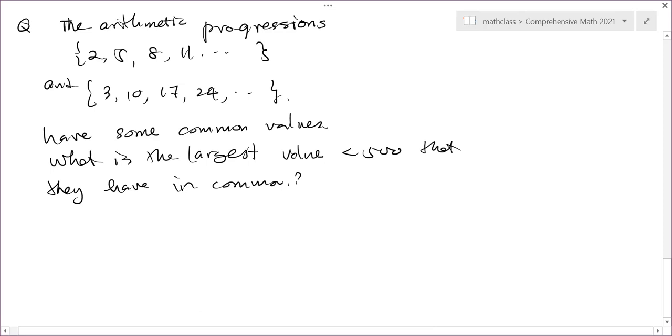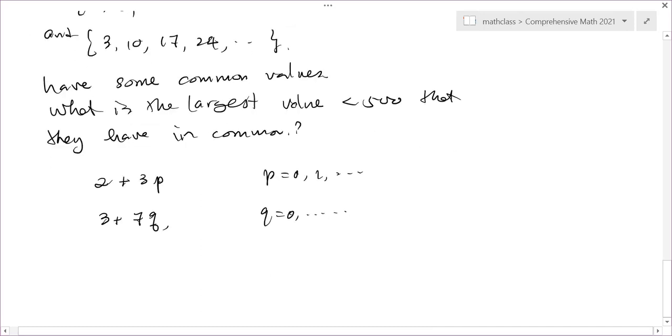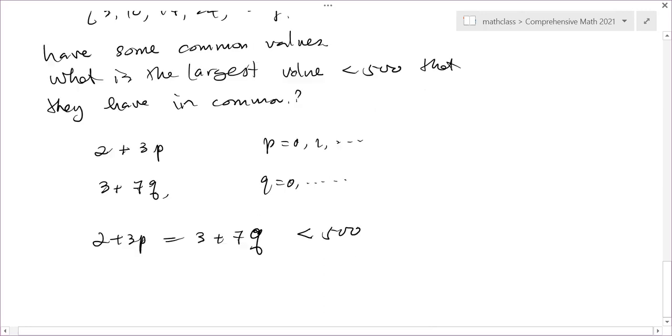The first sequence increases by 3 each time, so it's the first term plus 3p, when p is 0, 1, and so on. The second sequence is 3 plus 7q, where q also starts from 0, 1, 2. They're in common means for some p and some q, they should be equal, right? Then both also have to be less than 500.